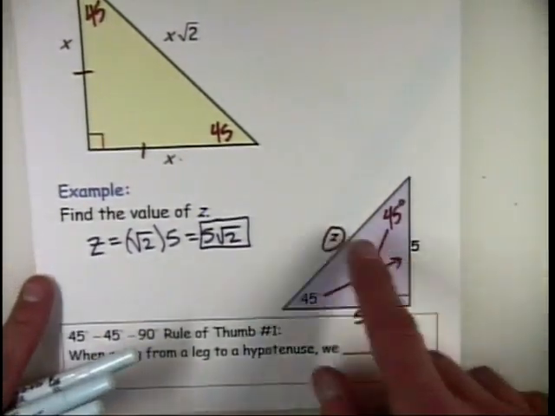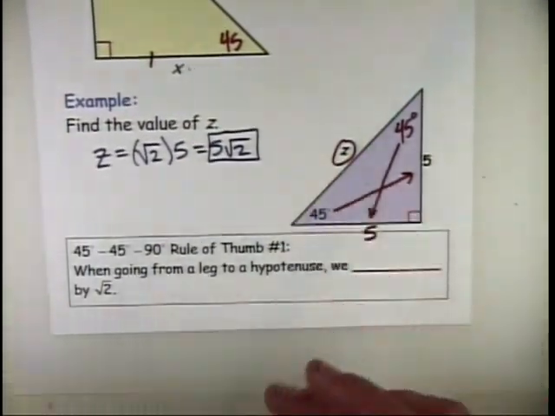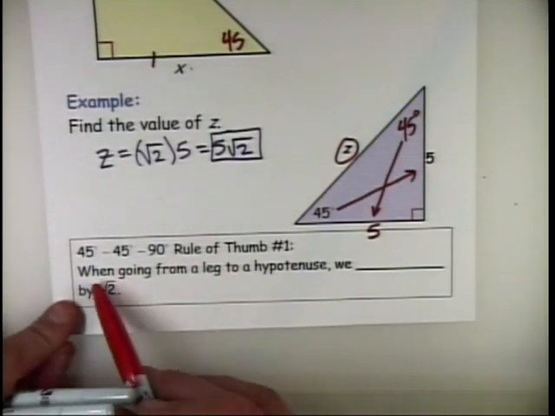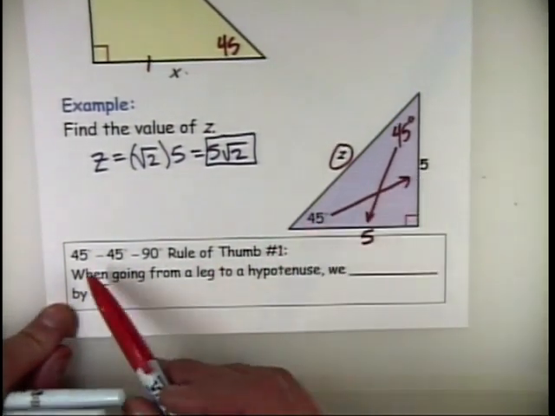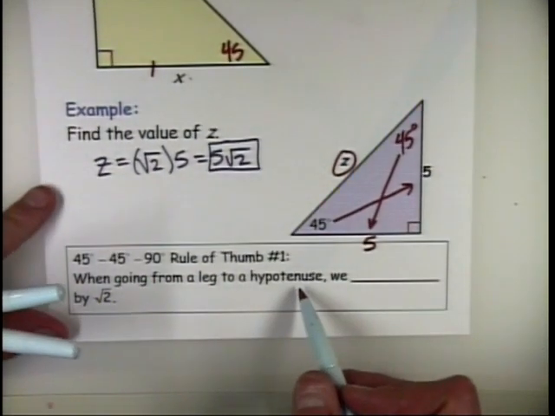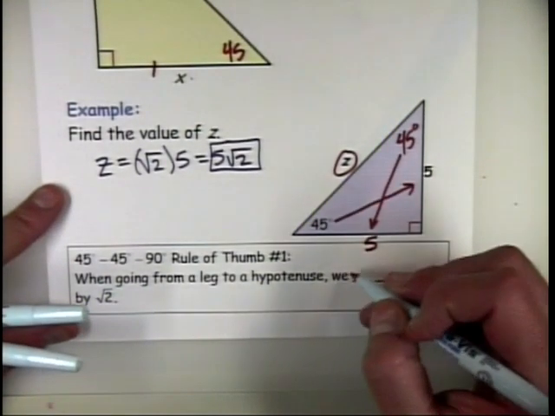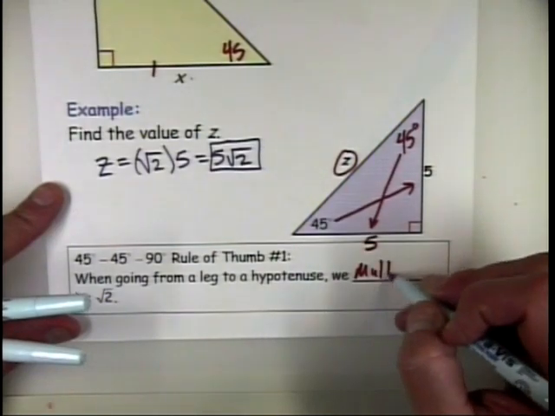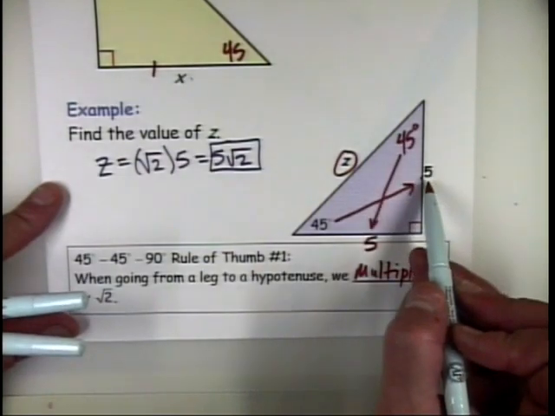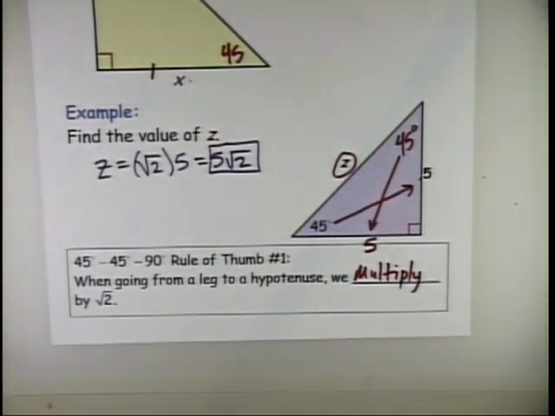We're going from a short leg to a hypotenuse, and we multiply by the square root of 2. That leads us to a rule of thumb, something that we can do routinely every time. When we're going from a leg in a 45, 45, 90 right triangle, and we're trying to get to the hypotenuse, all we have to do is multiply by the square root of 2, just like we did in this example. So from leg to hypotenuse, from small to large, we multiply by the square root of 2. Okay? It's a rule of thumb.